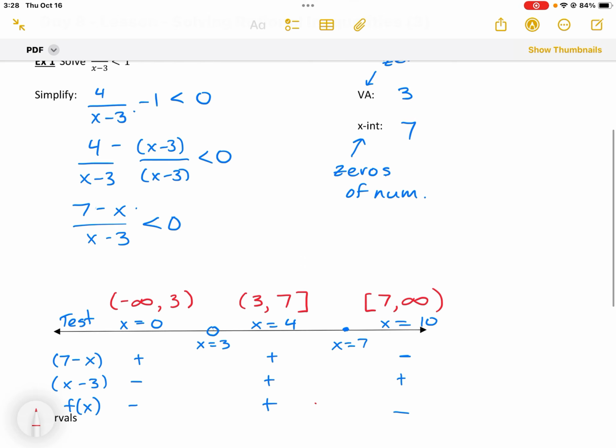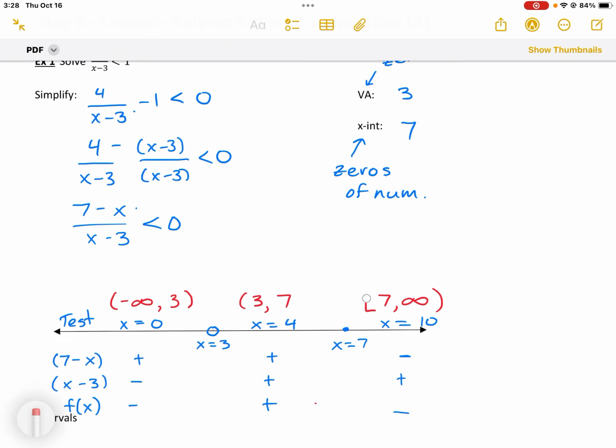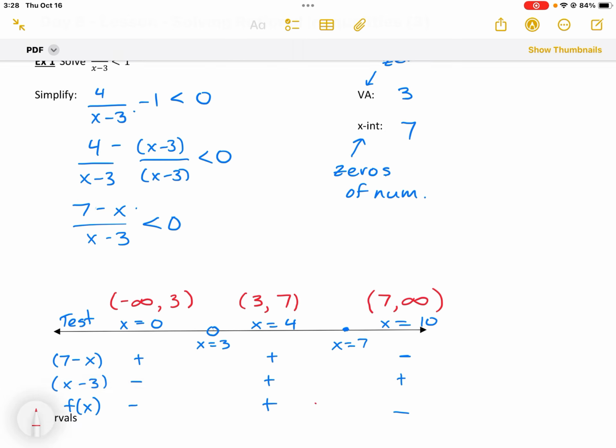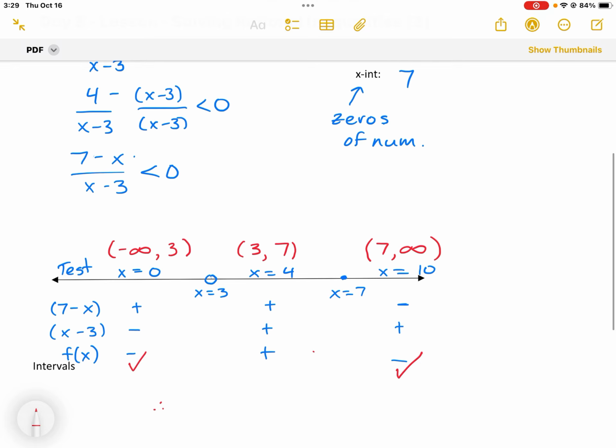Now I'm going to go back up and check. I've written including because I can actually get that value, but my inequality is less than 0, which means that even though I can actually put in that value, I'm not going to get there because that's where my function is equal to 0, not less than 0. And then I can see that my function is less in these two intervals, which means that my solution for x is, I would say that x is an element of minus infinity to 3, which is my first region, as well as 7 to positive infinity.